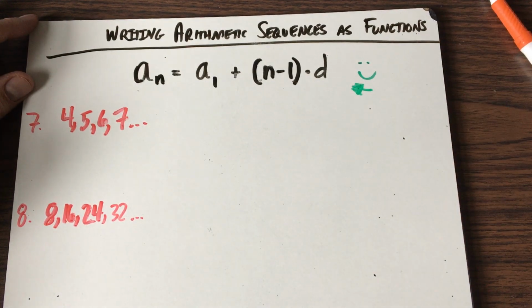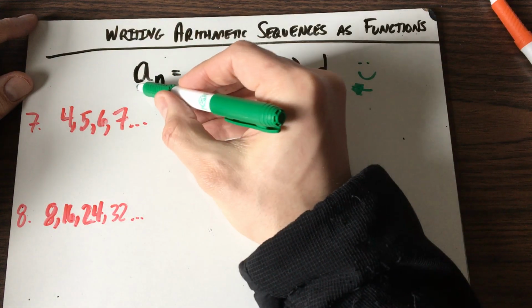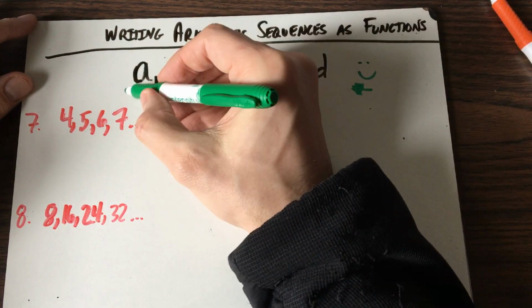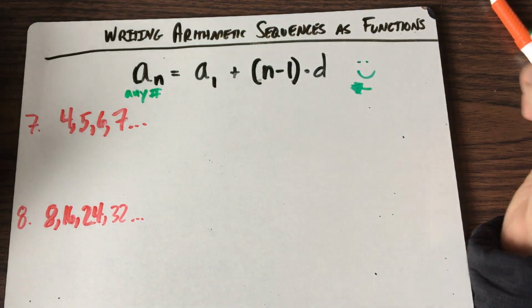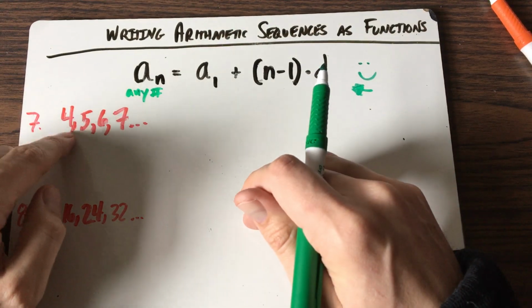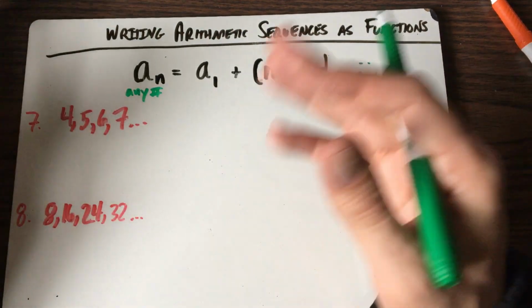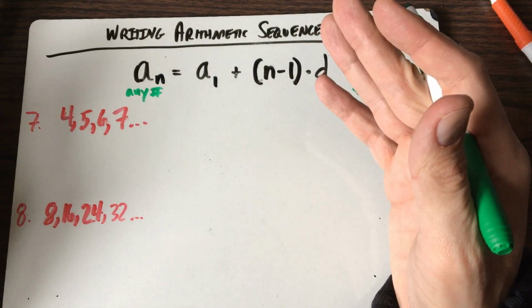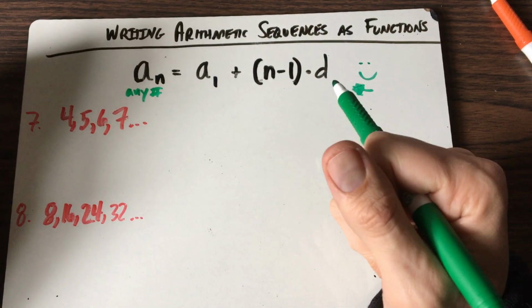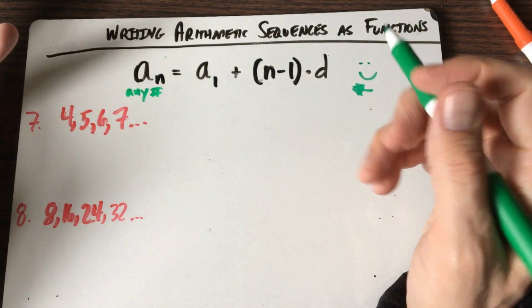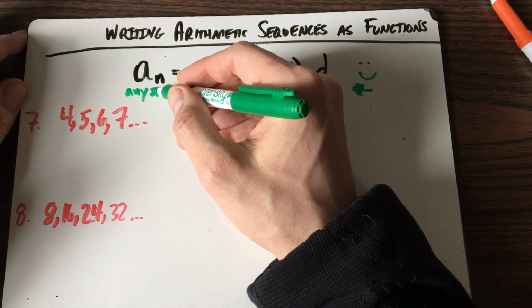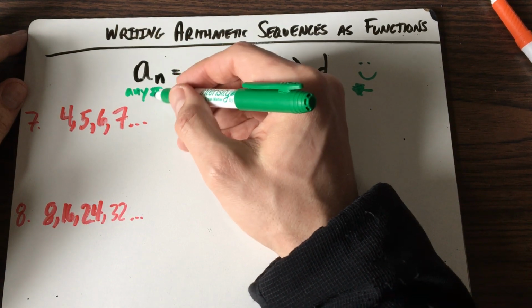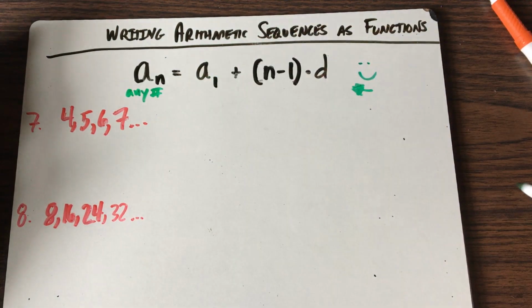Okay, let me kind of just go over what these things are. This A with an N underneath it just means any number. So if I'm looking for any number in this pattern, because right now I can see the first four numbers, 4, 5, 6, and 7. What if I said, hey guys, what's the 20th number in this pattern? What's the 80th number? What's the 500th number? Whatever number they ask for goes in this spot.